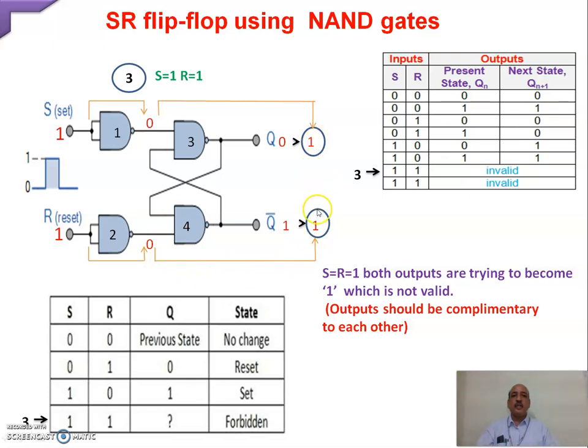Here both the outputs are trying to become 1, 1. So here we can say that when S is equal to R is equal to 1, both the outputs are trying to become 1, which is not valid, because the outputs should be complementary to each other. Therefore, when S is equal to 1, R is equal to 1, this state we are going to call the forbidden state. As it is invalid, to overcome this problem, we will be moving to the next flip-flop, and that flip-flop we are going to call the clocked SR flip-flop.